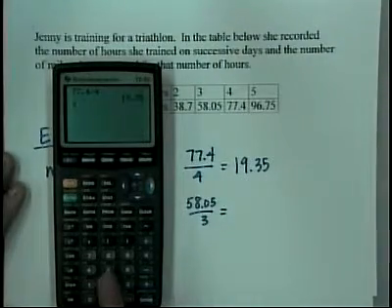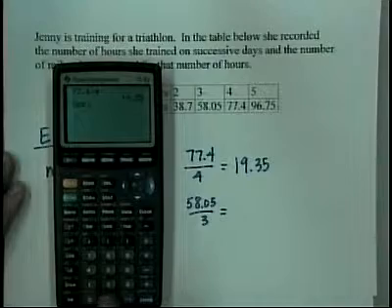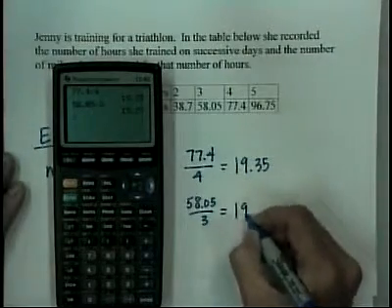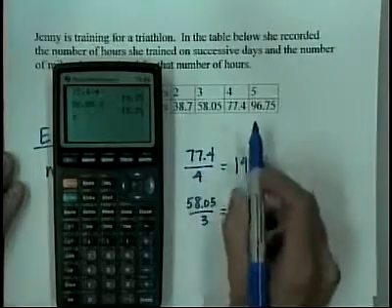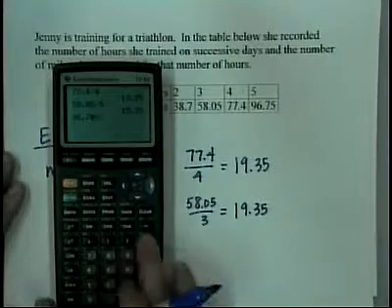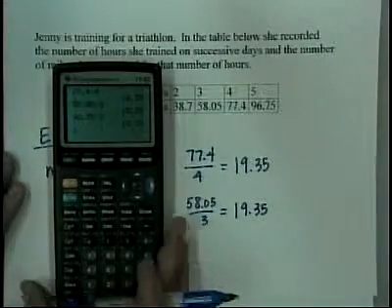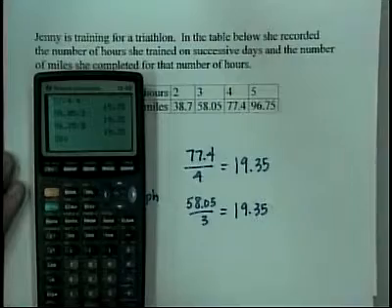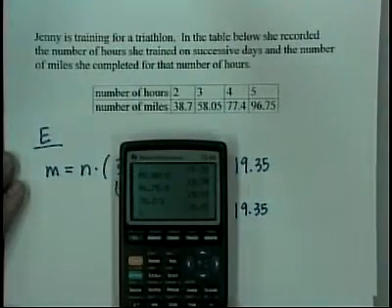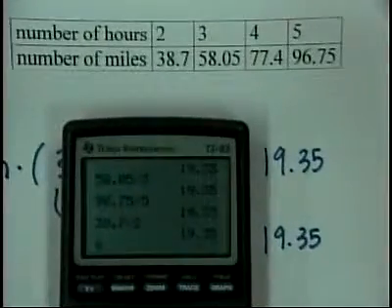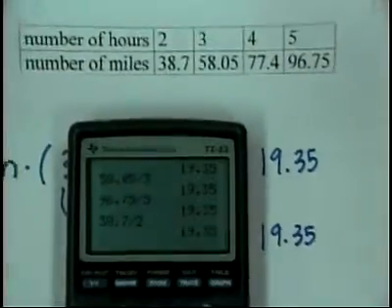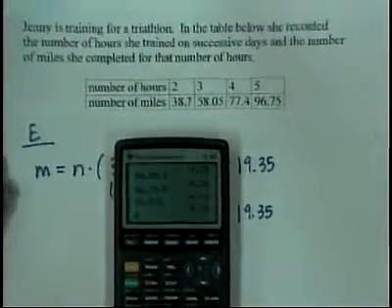So let's try this next bit of information, 58.05 divided by 3, and that also comes out to 19.35. And as long as I have my calculator out, I can try 96.75 divided by 5, that's 19.35. 38.7 divided by 2, that's 19.35. And I'll take a minute to show you those calculations. And you can see that the number of miles per hour is consistent for this particular case.